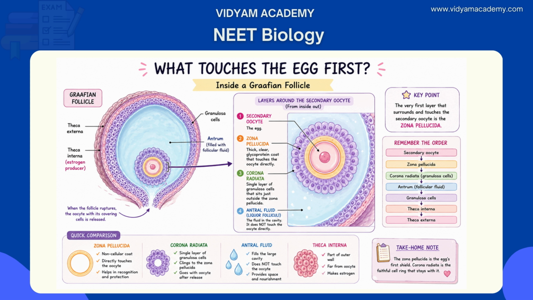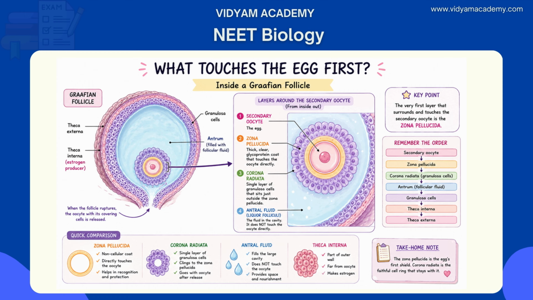The antral fluid fills the large fluid-filled cavity of the Graafian follicle, but doesn't touch the oocyte directly, because the oocyte is always shielded by the zona pellucida from within. The theca interna cells form part of the outer follicle wall, far from the oocyte, and are responsible for estrogen production. So the correct layer order starting from the oocyte outward is oocyte, zona pellucida, corona radiata, antrum, granulosa cells, and finally theca layers.